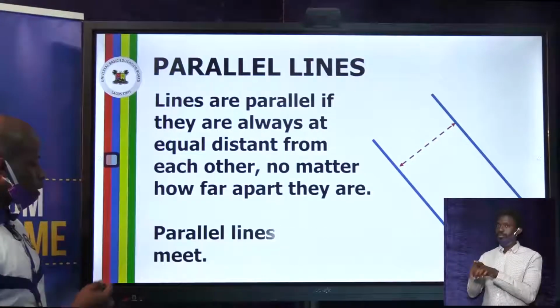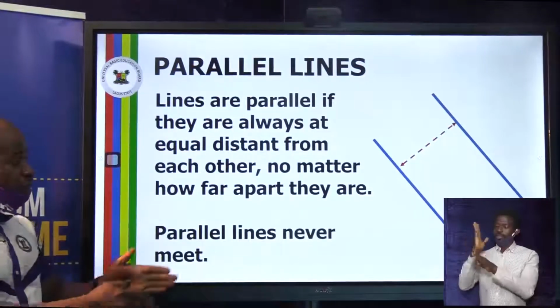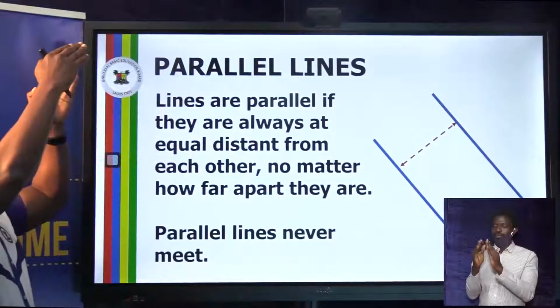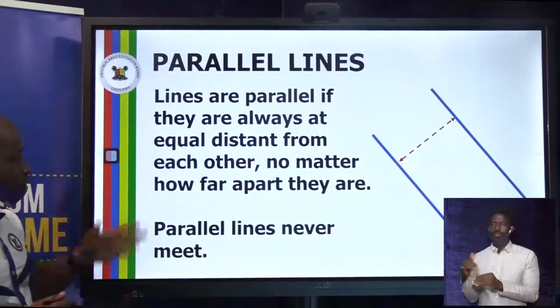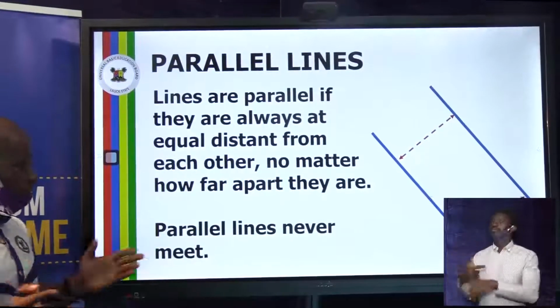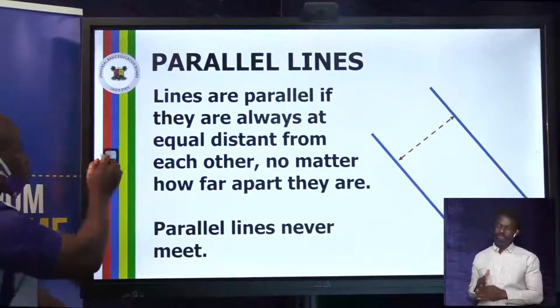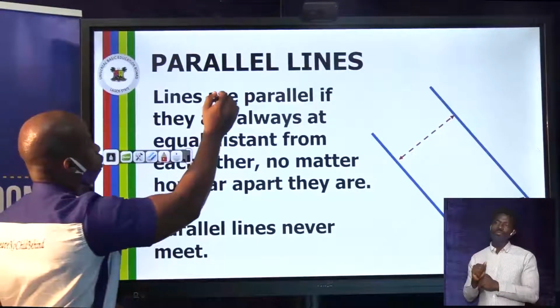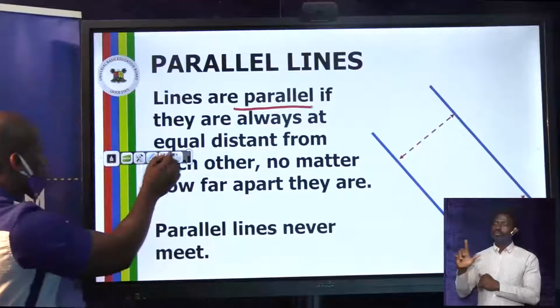So now, parallel lines will never meet. They will continue like that. They will never meet at any point in time. So these are parallel lines. When they go in the same direction and the distance is always the same, they are parallel lines. So my friend, you want to note this word parallel, very important.